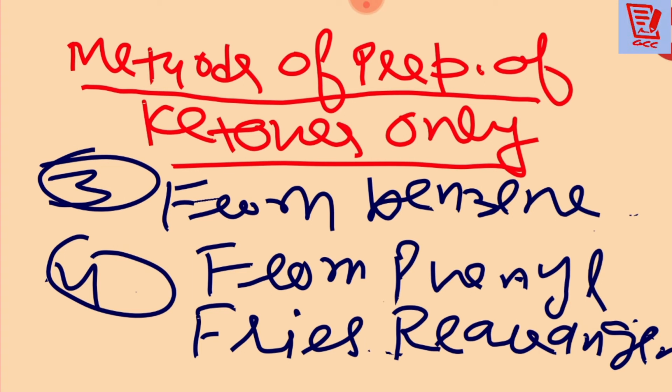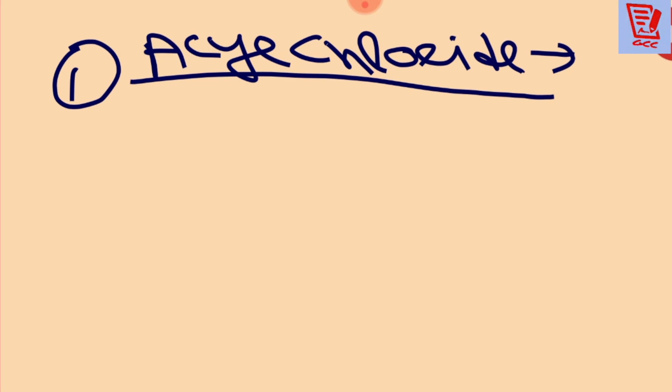Now we are going to do all of these one by one. Number one method we are going to do: from the acyl chloride. Students, just remember that we have to prepare only and only ketones. What have we to make? Only and only ketones will be formed over there. Okay, you see, please, all of you.